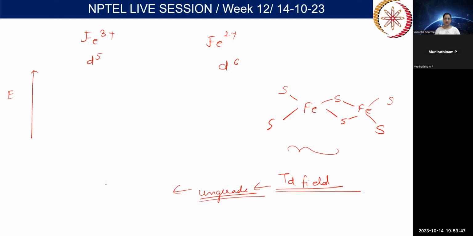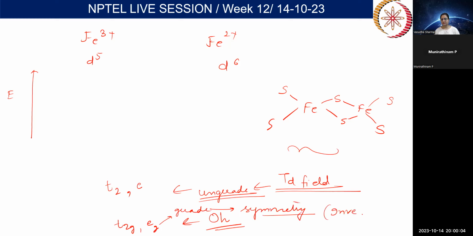So their orbitals would be T2 and E. Whereas in case of octahedral, we know that it is having symmetry. So it becomes T2g and Eg. G stands for Gerade, which stands for symmetry, having inversion center.